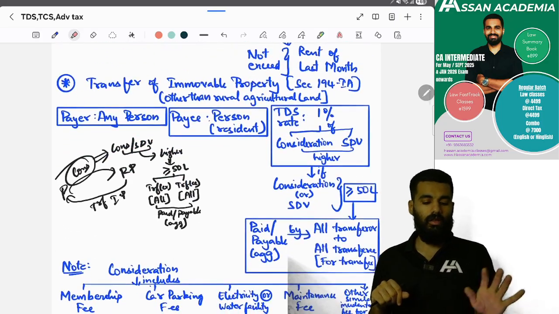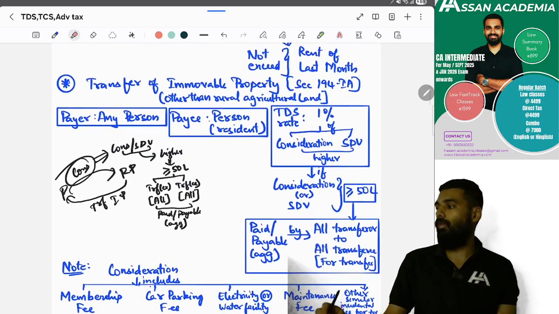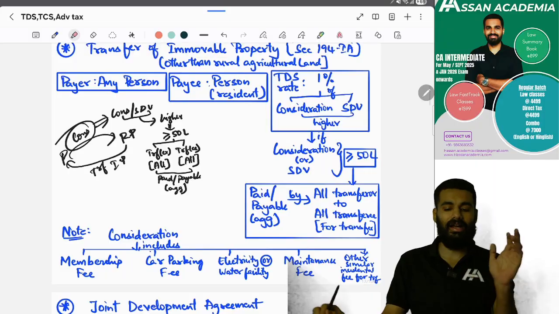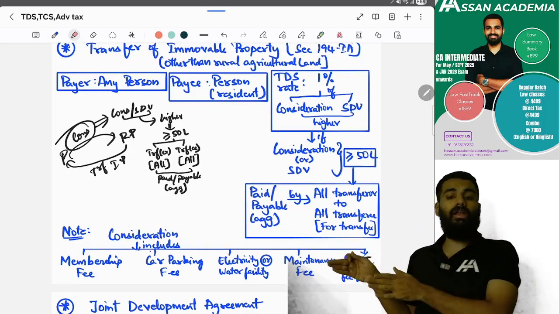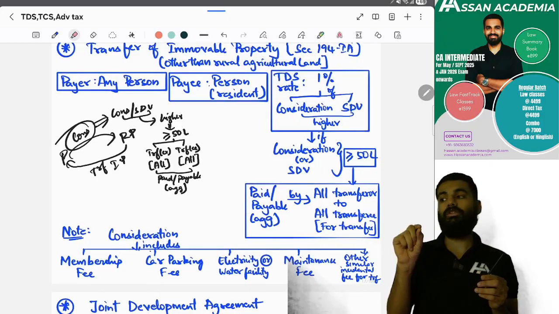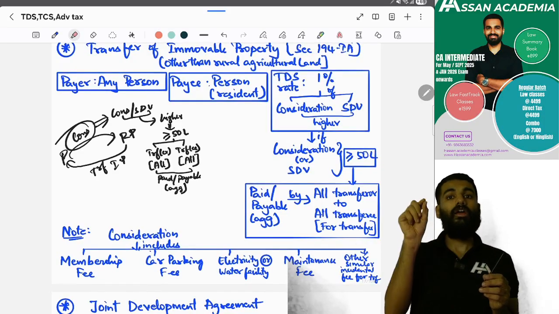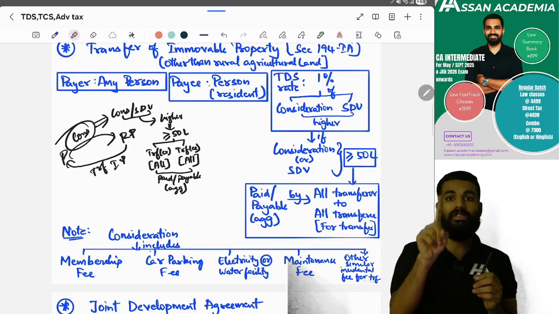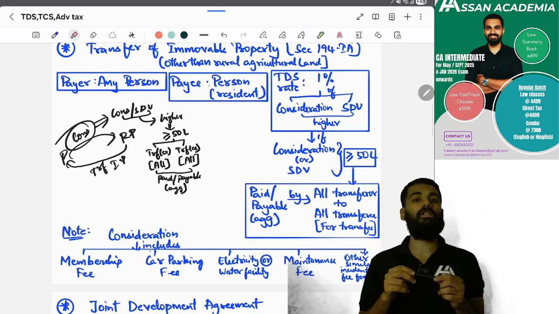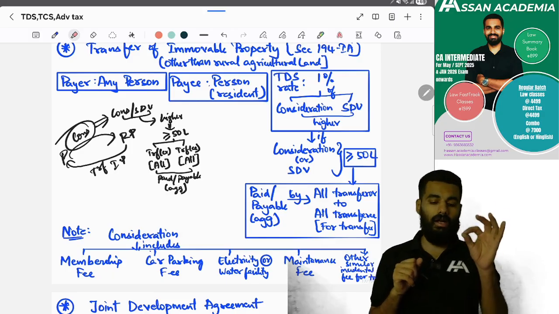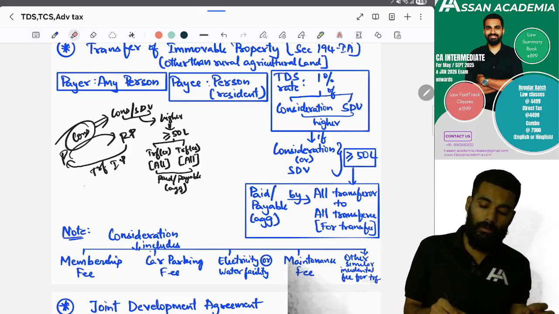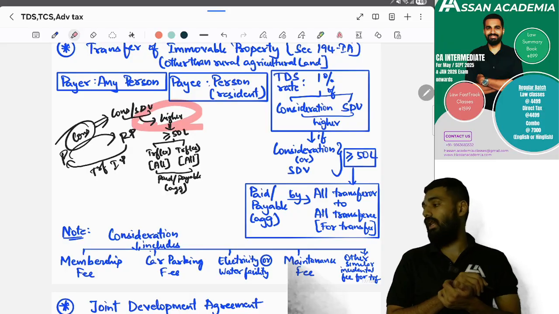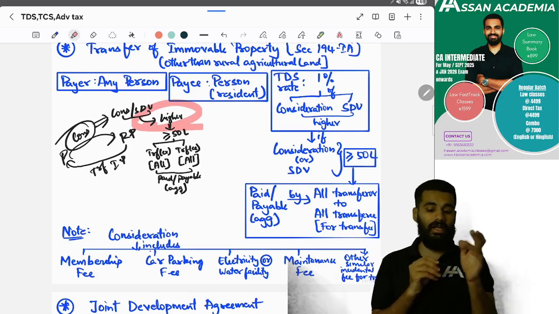Yes or no? Yes. If you are transferring an immovable property other than rural agricultural land, then 194IA will get attracted. Any person making payment to any resident person, then you have to see whether the consideration or SDV amount is touching 50 lakh rupees. If yes, then 1% of the consideration or SDV, whichever is higher, will get attracted. Yes, so any person making payment to a resident person for immovable property, whichever is higher, consideration or SDV, will get attracted.